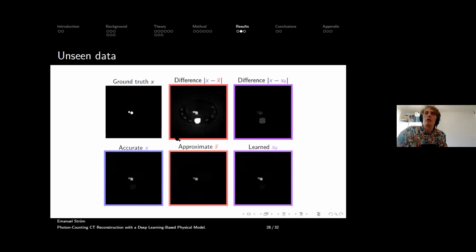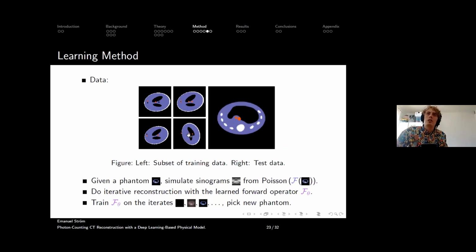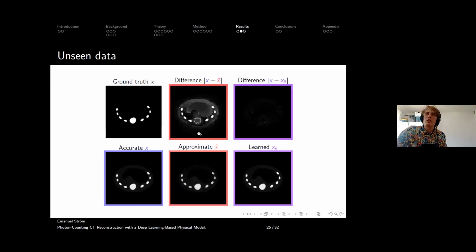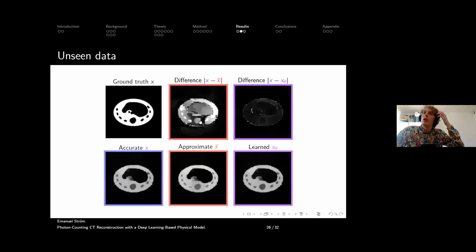And so I really want to highlight that this is a really cool result because, as I said before in the method section, this data was the training data. So the training data is quite different from the data that we've used to evaluate the model. Basically, the bone here is on the outside of the phantom, whereas on this phantom, it's on the inside. So it's quite nice to see that this forward operator still performs well on the evaluation data.